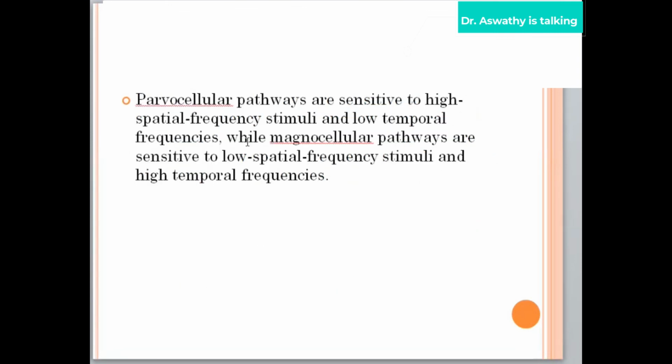The parvocellular pathways are sensitive to high spatial frequency stimuli and low temporal frequencies, while magnocellular pathways are sensitive to low spatial frequency stimuli and high temporal frequencies. So it is possible to differentially study these two by altering the spatial and the temporal frequencies. Some studies say that in amblyopia, both the parvocellular and magnocellular pathways are affected. But some studies say that the magnocellular pathways are relatively spared in amblyopia, while the parvocellular pathways are mainly affected.